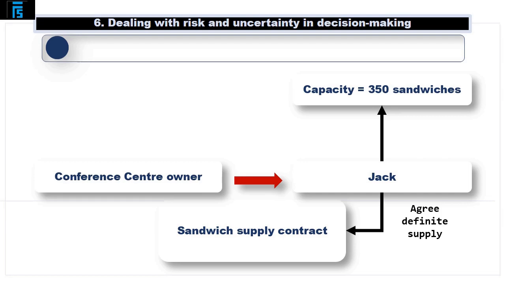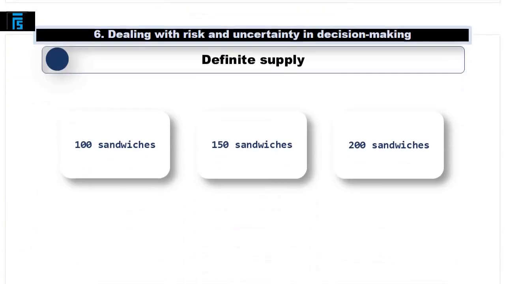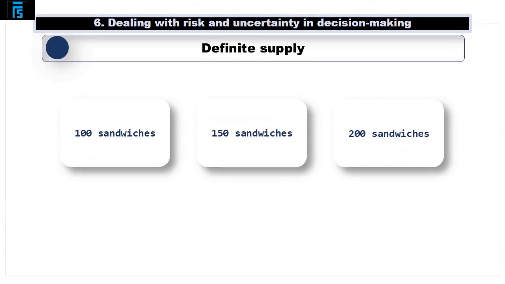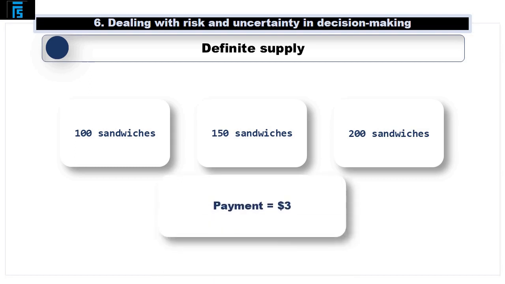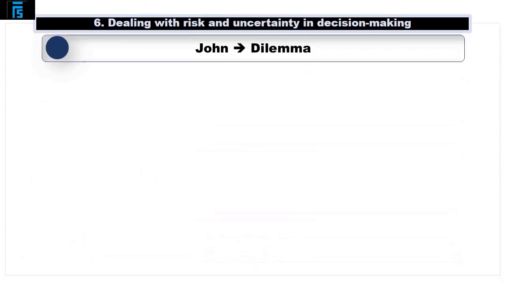The options presented to him by the conference centre manager are to agree to a definite supply of 100, 150 or 200 sandwiches each day. The conference centre is only willing, however, to pay $3 a sandwich in view of their definite custom. Jack now faces a dilemma.